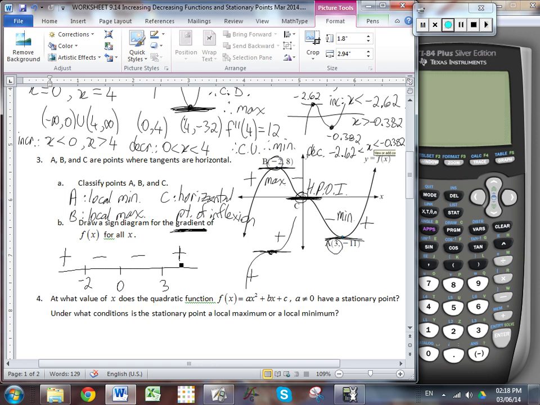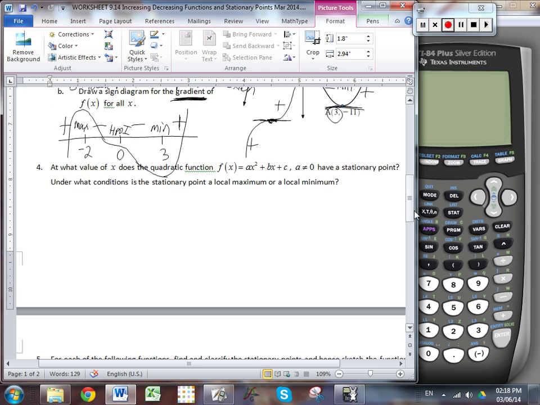Alright, so that's a sign diagram. And we know that any time we went from positive to negative, that must have been a max, right? Imagine what your graph is doing. And then any time that you go from a negative to a negative, that's a horizontal point of inflection. And then when we finally got to 3, we started going up again, and that made it a minimum. Okay? Let's move on to number 4.